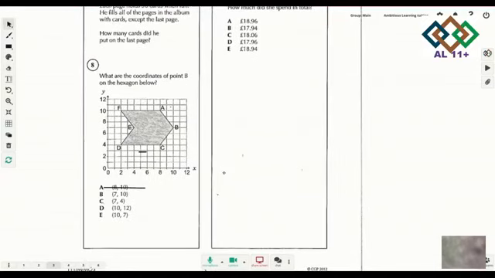So number 8, they're asking you what are the coordinates of point B on the hexagon below. It's 8 or 10, 7 or 10, 7 and 4, 10 and 12, 10 or 7. So obviously it's E. You just need to see E is here and which one of them are there. If you look at that, it'll be 10. And if you look at this one here, it'll be 7. So it's A, 10, 7. So let's move on.